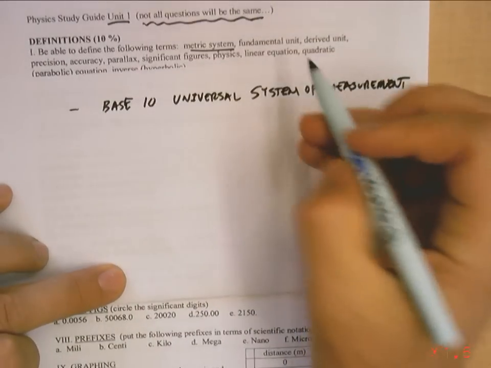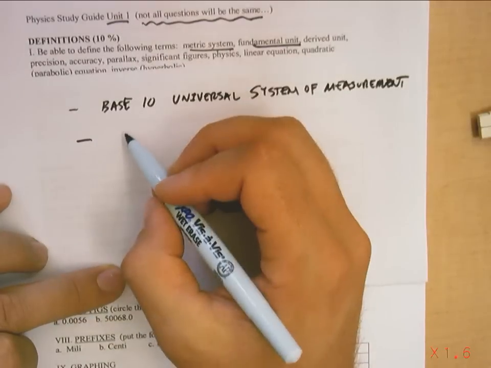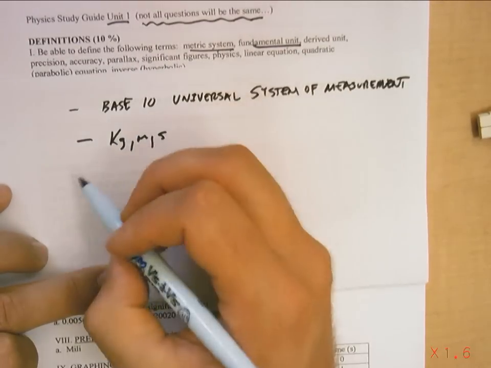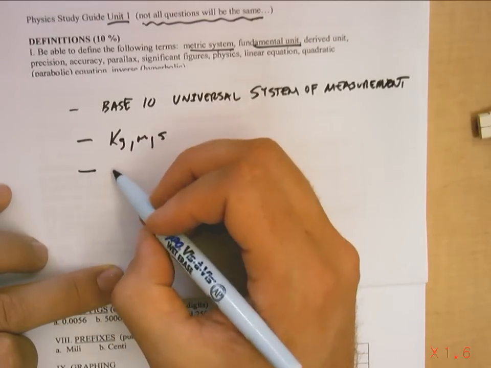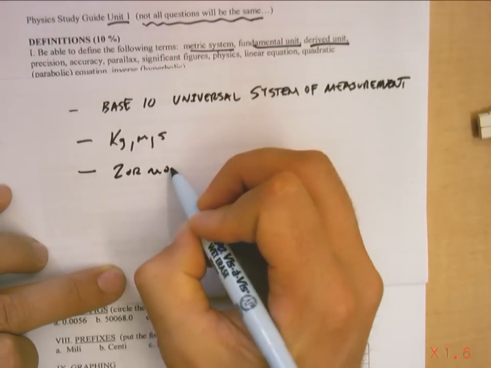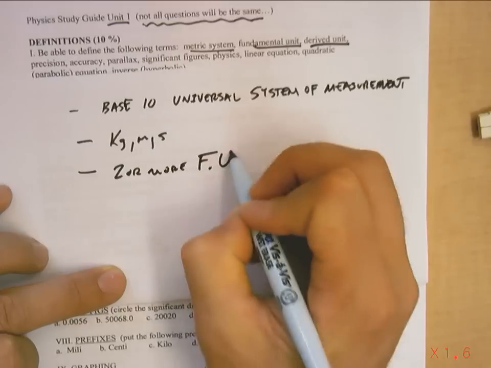We talk about a fundamental unit. All you need to know is what they are. They're the kilogram, the meter, and the second. And these are our building blocks for everything else. And a derived unit is two or more fundamental units.